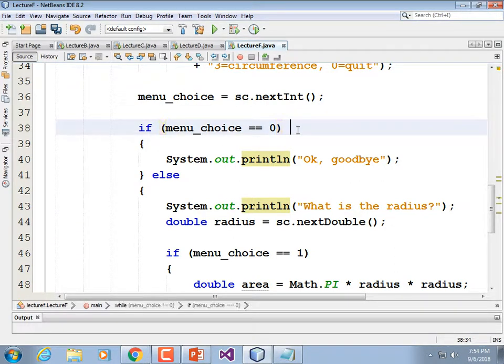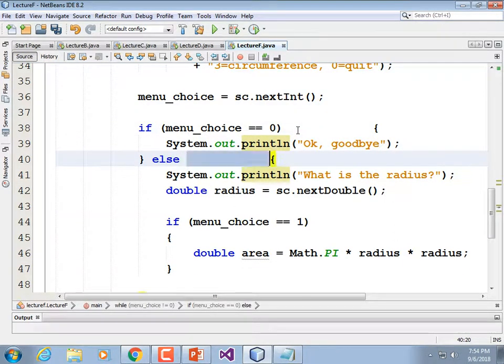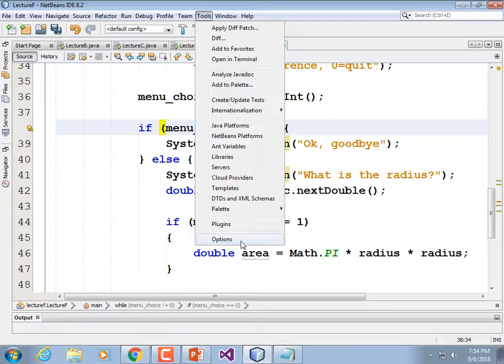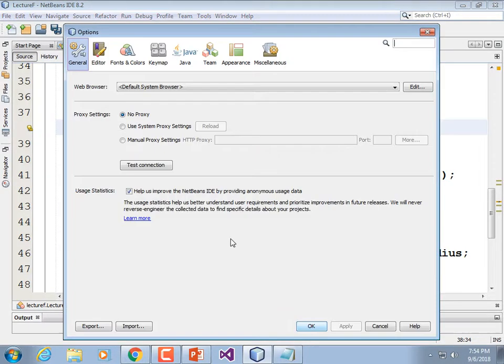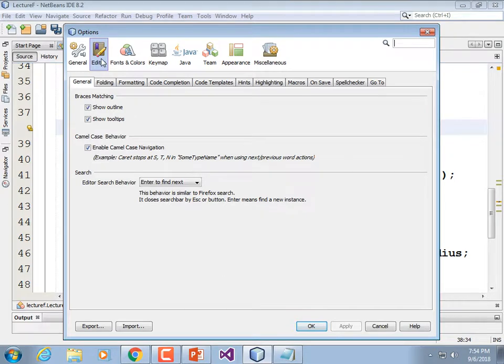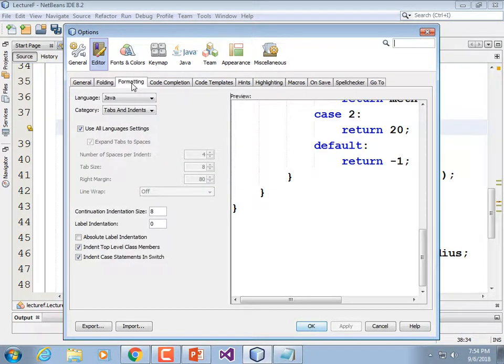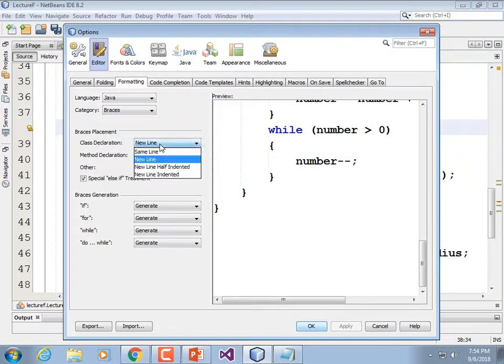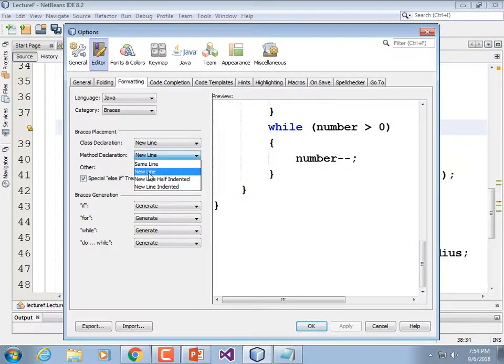Now, when you do that, it may put all the braces like that. It may do the way that Oracle wants you to do it. And if that's the case, you're going to want to change your settings, if you care, to our style of brace placement. When I say our style, I mean my style, and what the book uses. In which case, you go to Tools, Options, Editor, Formatting, and probably most of y'all have already done this, Category, Braces, and then tell every brace placement to be in a new line. Or if you like it, you can make them all on the same line.